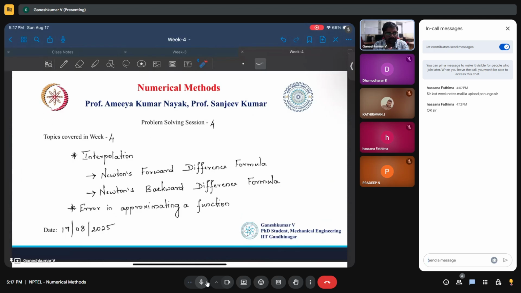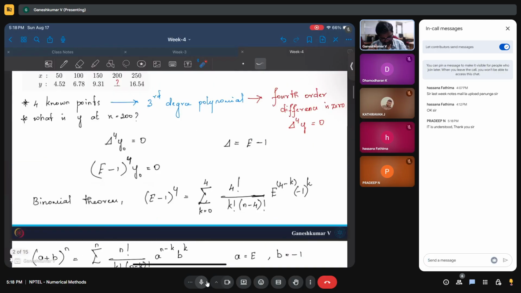For the next class, we will be doing central difference, I think, and also Lagrange interpolation, and also Newton's divided difference formula. So we will work out problems on those three methods. And for this class, yeah, these are the problems I have.